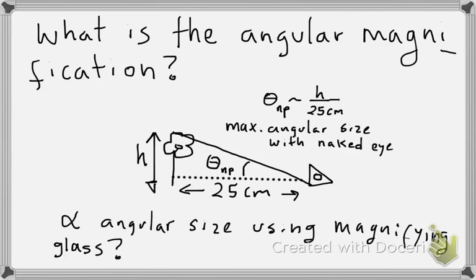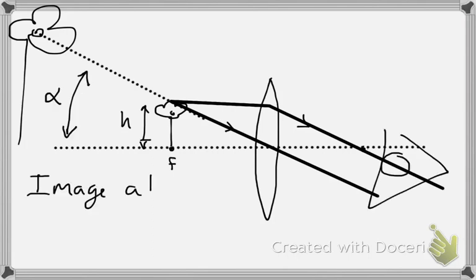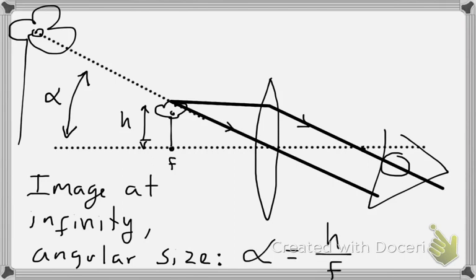So what is the angular size when using a magnifying glass? What is the angular size of the image that a magnifying glass produces? Let's go back to our sketch here, where the object is at the focal point and the image of the object is far away at infinity. The rays that go through the lens are parallel to each other, and the angular size of the image clearly is the angle alpha that we have in this picture, and alpha is clearly h divided by f.